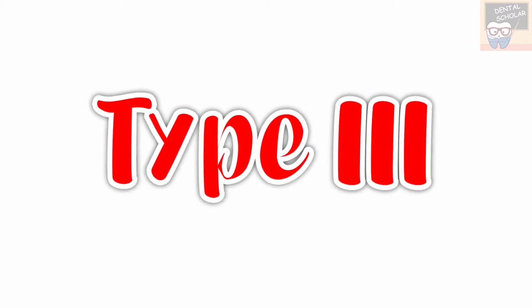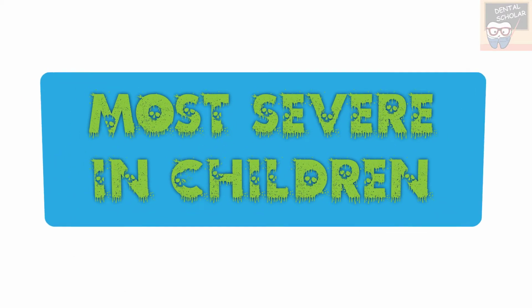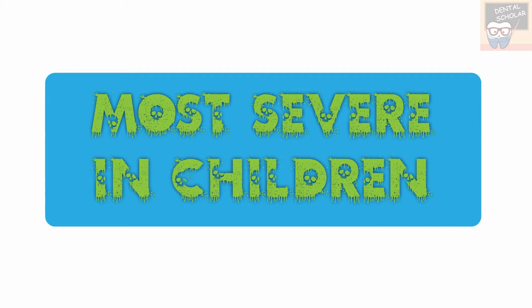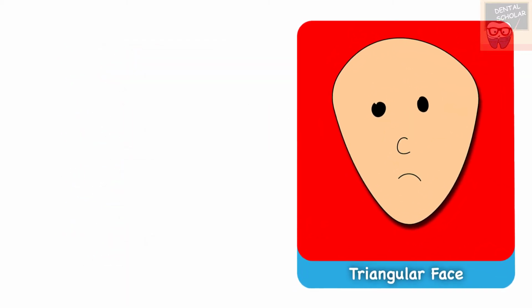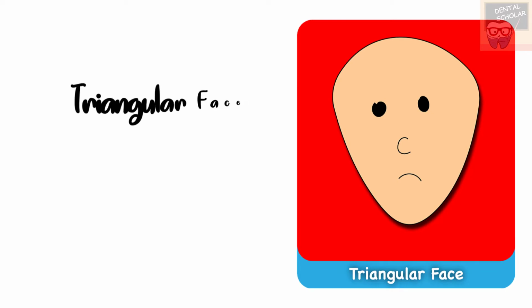Next is type 3 osteogenesis imperfecta. It is the most severe type in children. So remember, type 3 is the most severe type in children, while type 2 is overall the most fatal type. Same as type 2, type 3 is autosomal dominant. The affected genes are both COL1A1 and COL1A2. So both alpha 1 and alpha 2 chains are affected, and the defect, same as type 2, is in the quality of collagen. The face of the patients appears triangular.